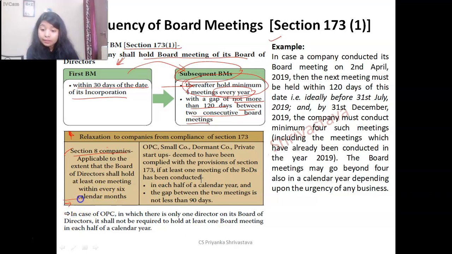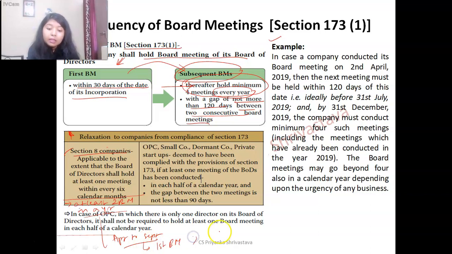So if I conclude this, at least 2 board meetings in a year, in such a way that suppose April to 31st March our period is there. So April to September is your first 6 months. Between this you need to have a first board meeting, and then between October to March you need to have a second board meeting. That is the conclusion that we can come out with from this.